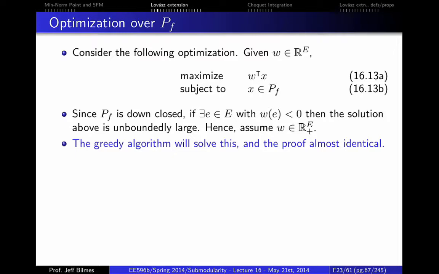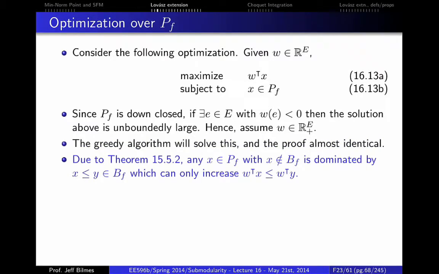Now the greedy algorithm will solve this. The proof that we gave was for the positive version, the polytope version, but the proof of this when w is positive is almost the same. On the other hand, we know from theorem 15.5.2, remember this is the domination theorem.